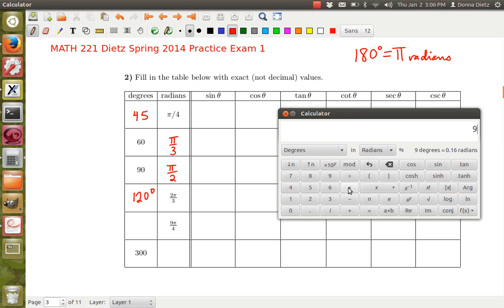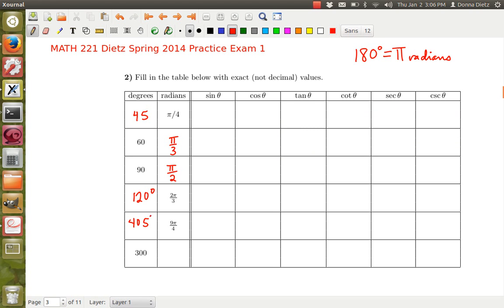9 times 180 over 4 is 405. Why does that look obnoxious? Because really this is pi over 4, because we've wrapped around the circle.